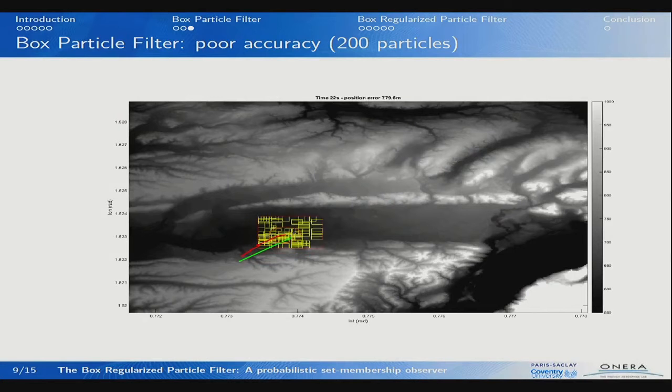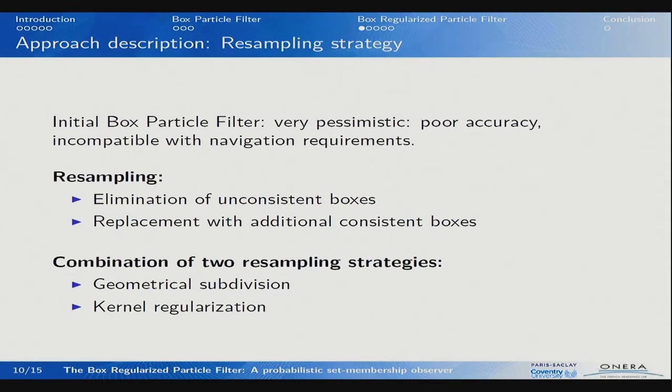In fact, we get something very robust, but not accurate enough. It doesn't diverge, but it doesn't converge enough. But it was a good start because it is fast to compute. But we wanted to add some accuracy to this algorithm. And we derived it to propose a new version that we call the box regularized particle filter.